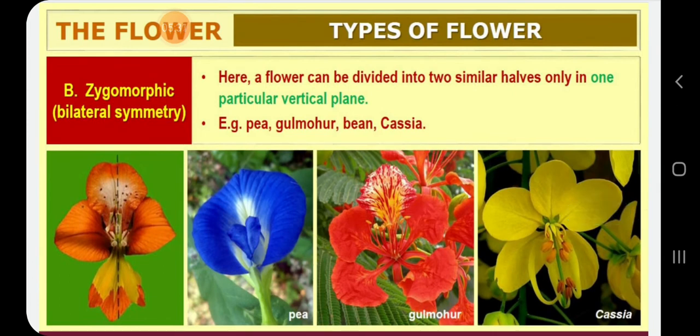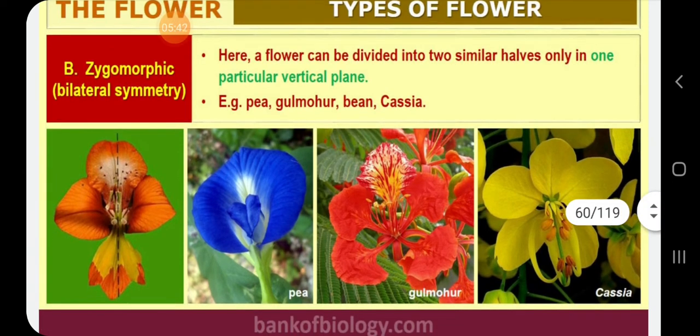Zygomorphic, when the flowers can be divided into two similar halves only in one particular vertical plane. So you can see here pea plant, gulmohar, bean, cassia. These are the flowers which can be divided into two halves only from one plane.